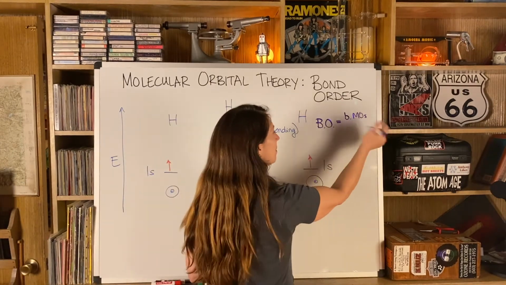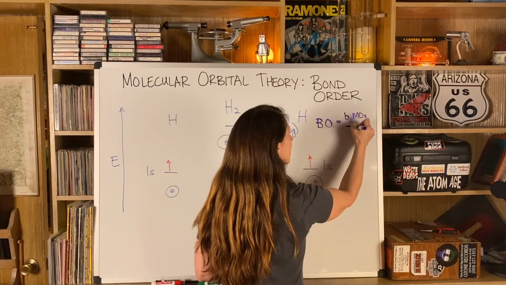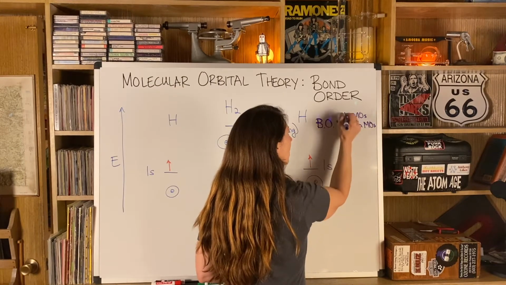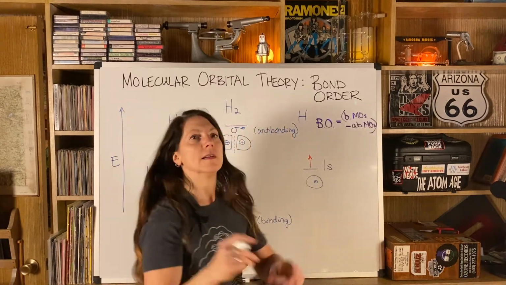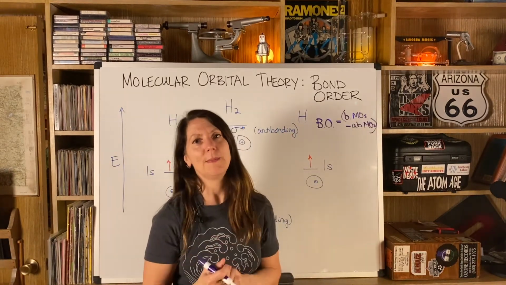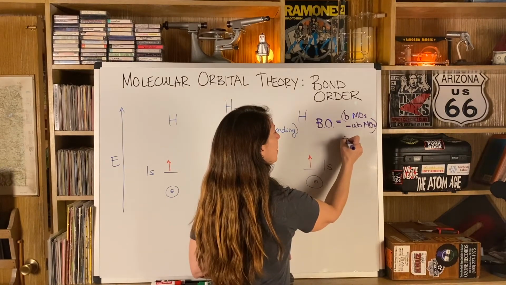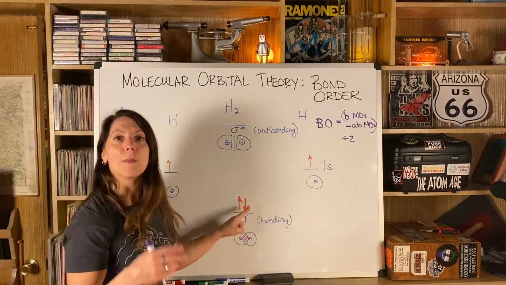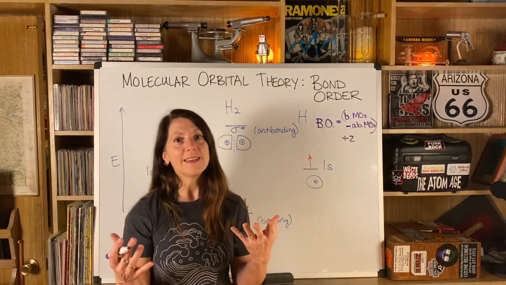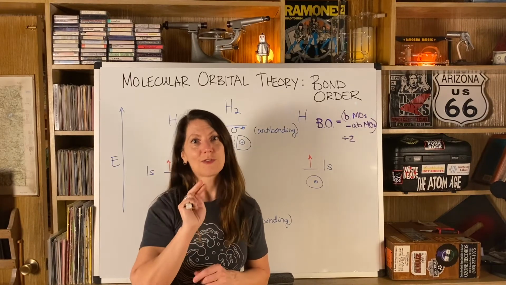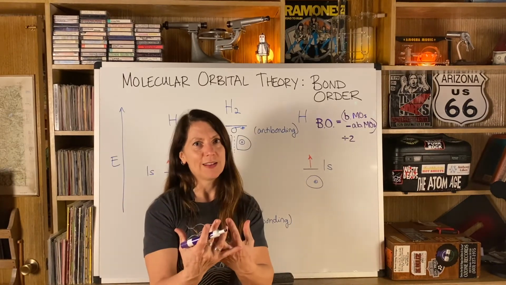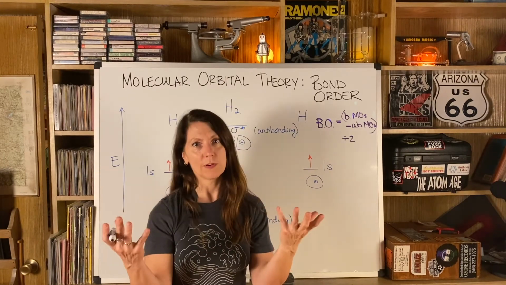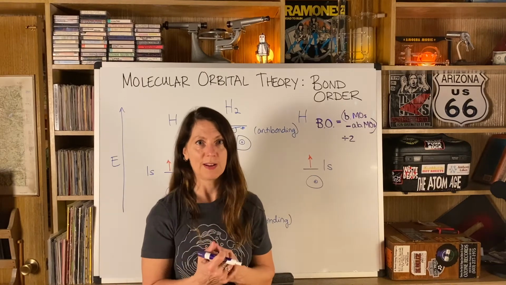Okay, so there's our bonding molecular orbitals. Subtract out the anti-bonding molecular orbitals, and whatever value we get there, we're going to divide it by 2. The reason for that is that we're looking at a pair of electrons, but a single bond is 2 electrons. So if we're adding up all the electrons, we divide that by 2 to give the overall bond order. That gives us an idea of the strength of the bond.